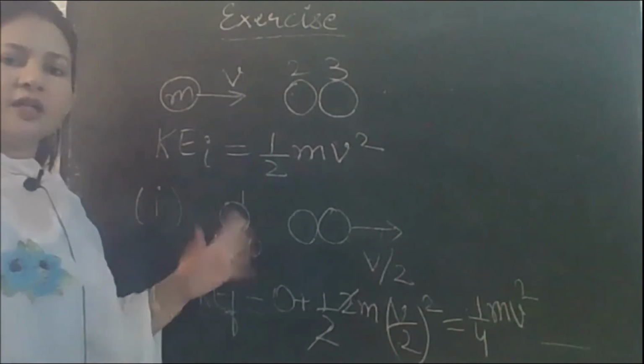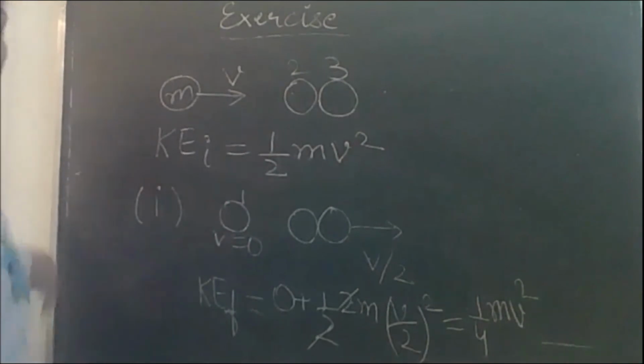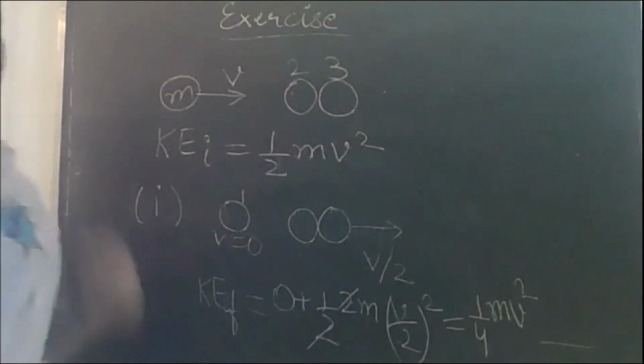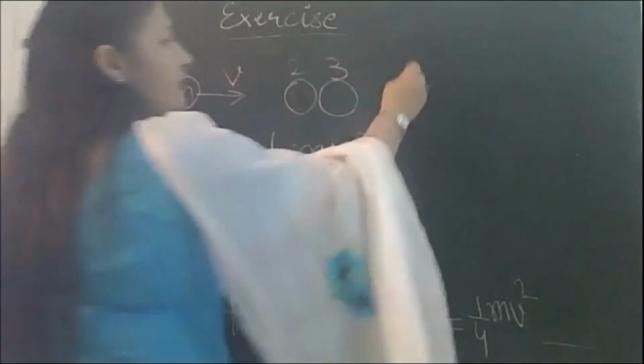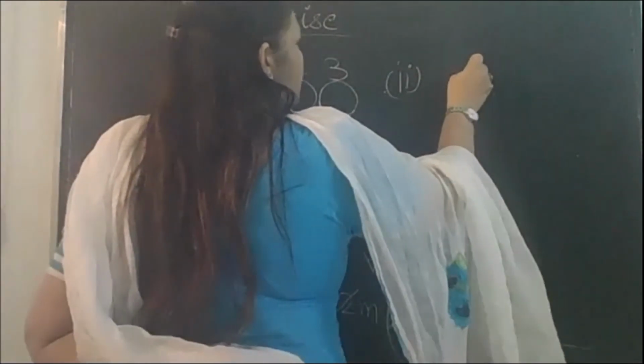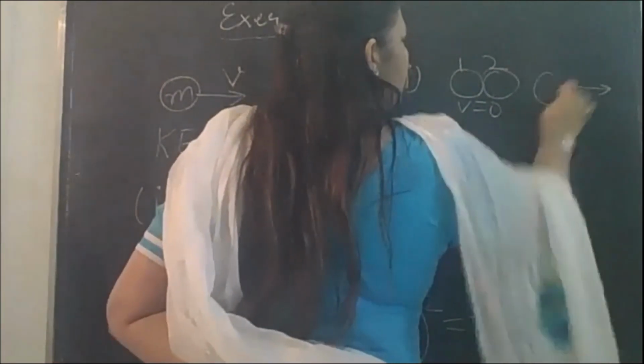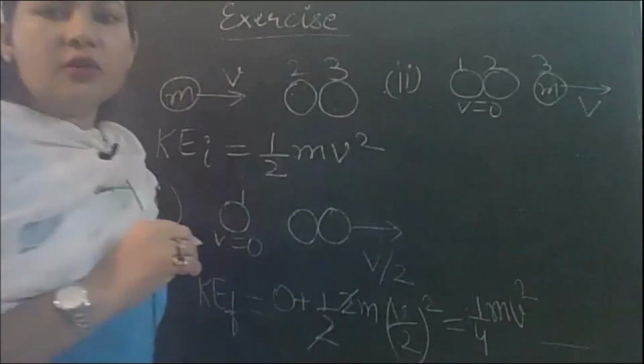This possibility cannot be. So we can rule this out. This possibility we rule out. Let us take up the second case. In the second case, they have given that it is possible that the first and second balls come to rest and only the third ball moves with a velocity v.